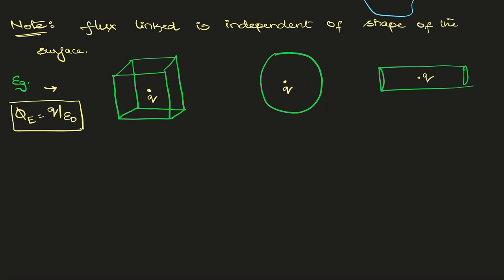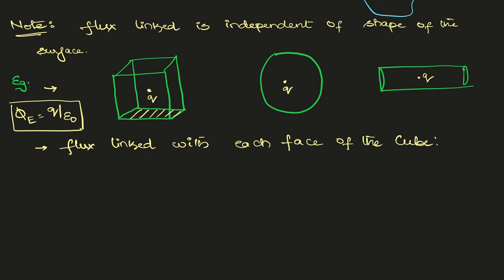So this is our first point, and the second point, for this cube, is like this. For a cube we have 6 faces. If they ask for the flux linked with each face of the cube, it will be q by 6 epsilon naught.